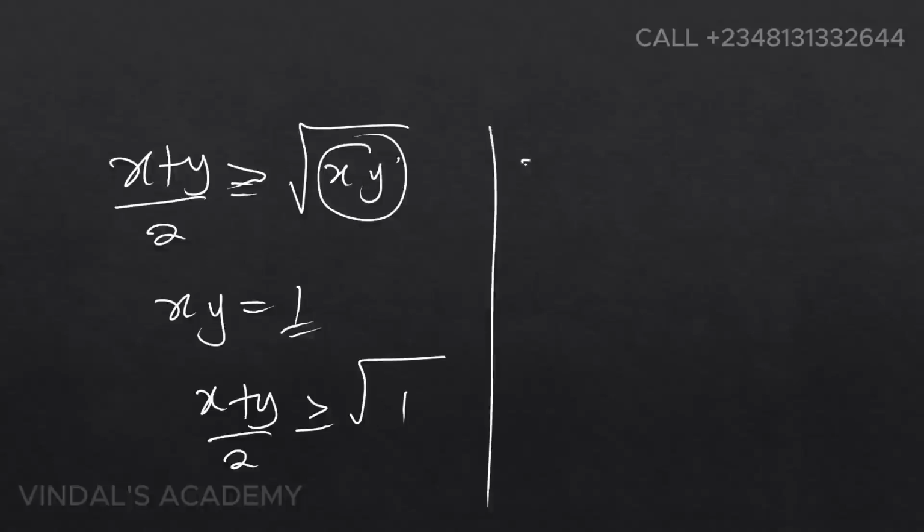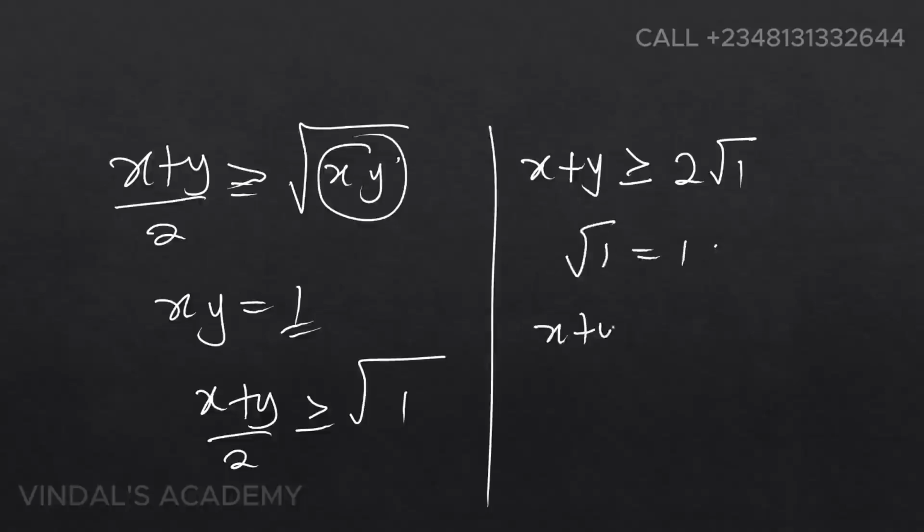Now we keep going. So x plus y is greater than or equal to 2 times the square root of 1. Now remember, the square root of 1 is the same thing as 1. So x plus y is greater than or equal to 2 times 1, so x plus y is greater than or equal to 2.